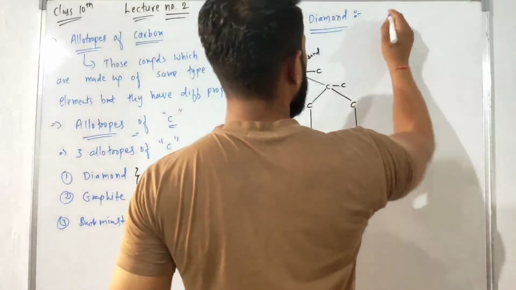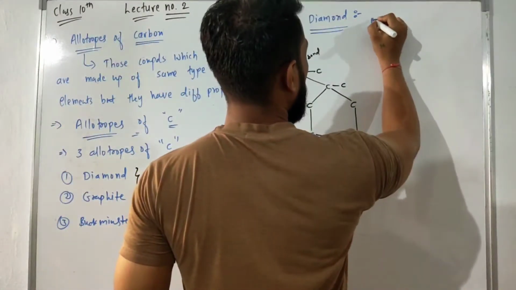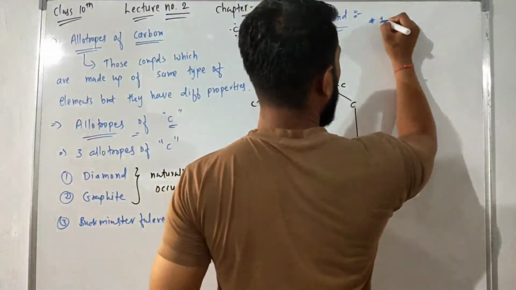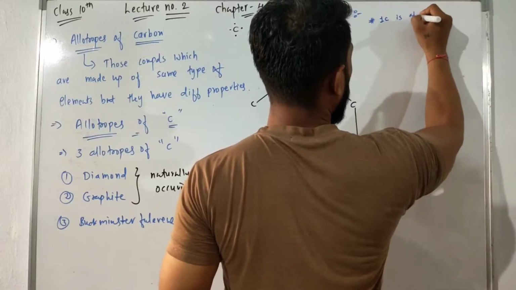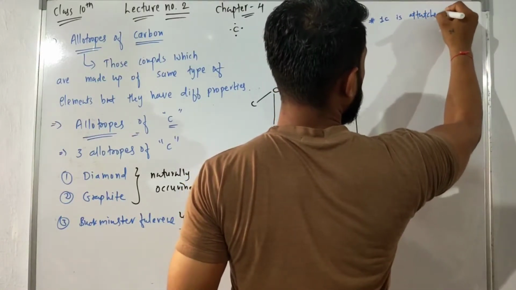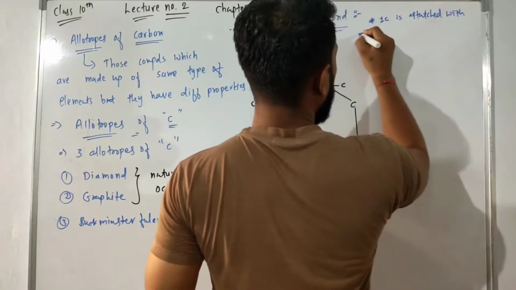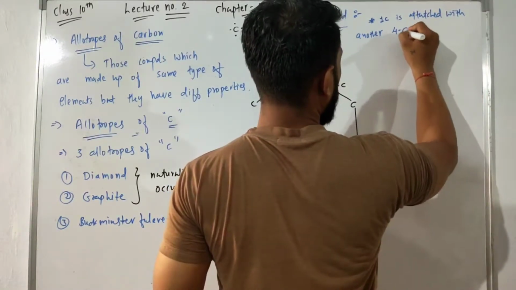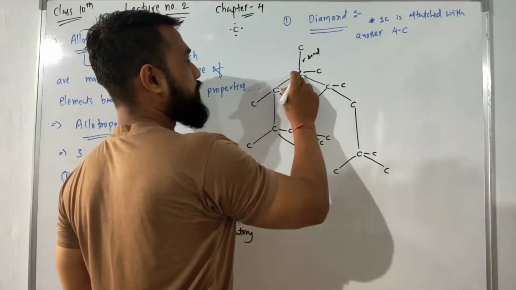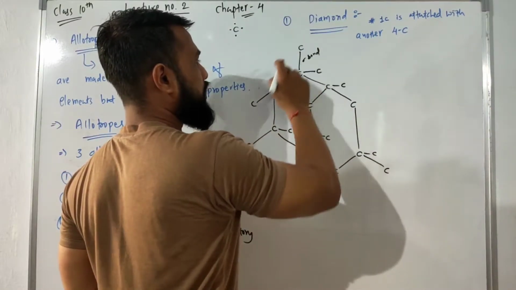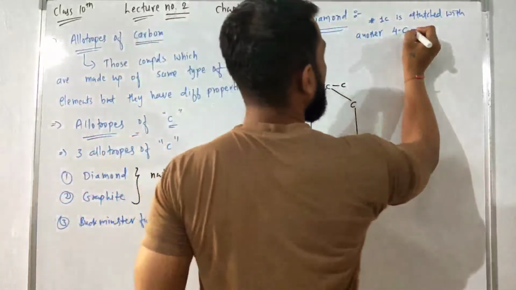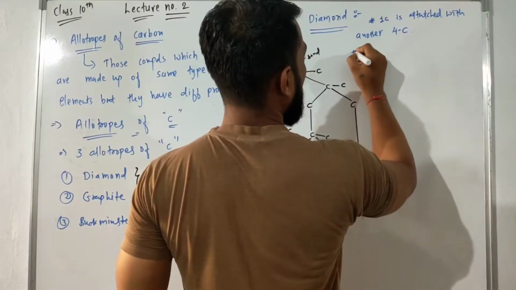So write down. Before this I am writing some basic things: one carbon is attached with another 4 carbon, 1, 2, 3 and 4, that is 4 carbon. That is the first point. The second point is the geometry.